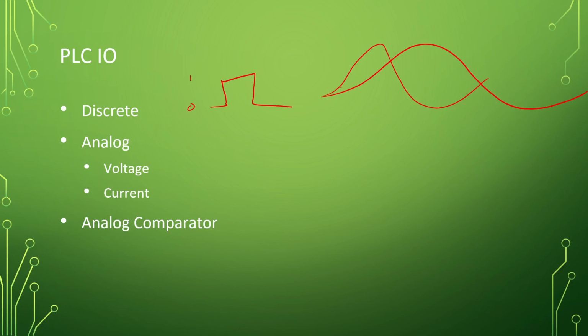Oftentimes, the analog input or output cards have both capabilities. So you can say, we're going to send a current signal, or we're going to send a voltage signal, or we're accepting that. So it's a matter of checking a checkbox. But you do need to be careful to check that the modules you're ordering either have both capabilities or have the one capability that you actually care about. So just something to be aware of.